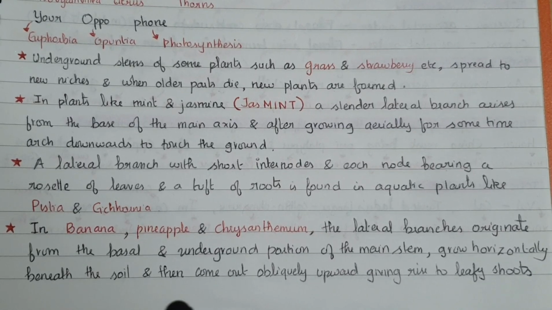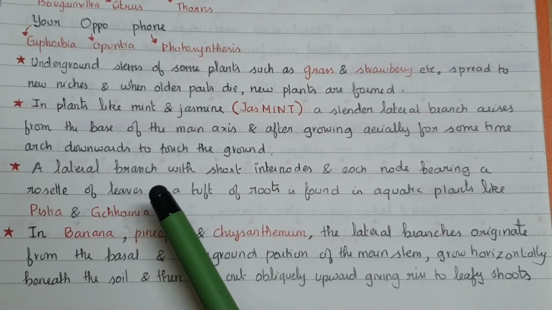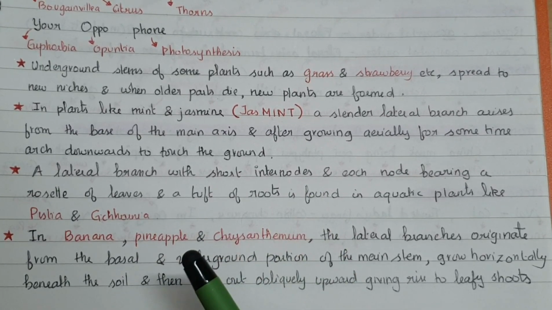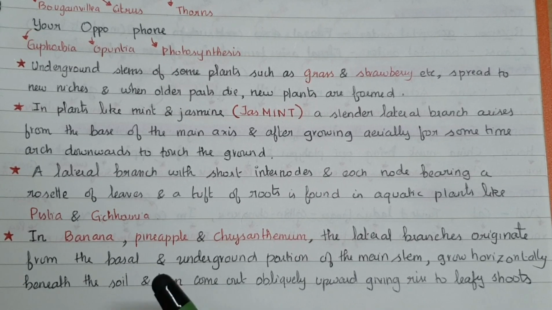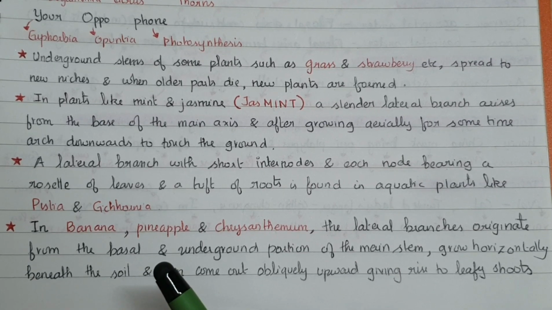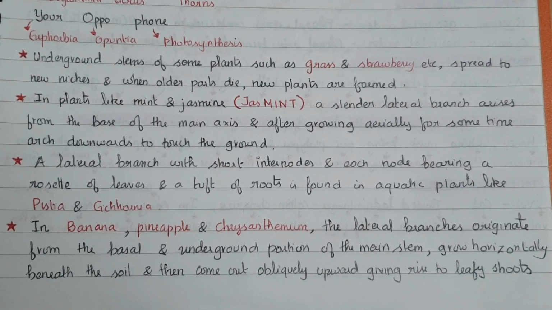Underground stem of some plants such as grass and strawberry, etc., spread to new niches, and when older parts die, new plants are formed. So you have noticed these runners, right? Grass have runners and all. In this case, the underground stem of these plants spreads to new niches, okay, new places, and when the older parts die, new plants are formed.